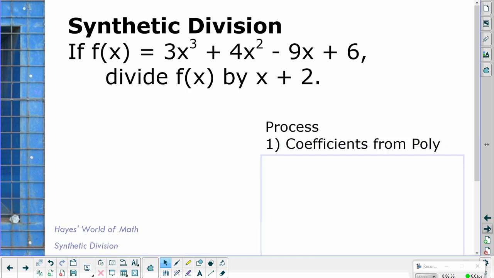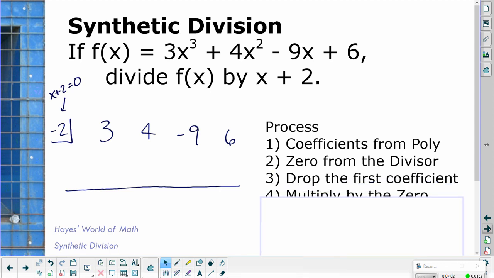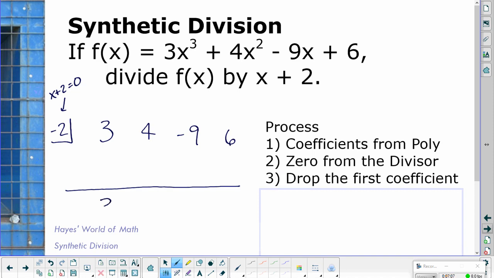So first thing, we're going to pull up the coefficients from the polynomial. So the 3, the 4, the negative 9, and the 6. Obviously, pause as you need to. Step 2, I'm going to pull the 0 from the divisor. The 0 for the divisor is going to be negative 2. And again, if you're not sure about that, take the divisor, set it equal to 0, solve it. You're going to drop the first coefficient, so the 3 comes down.